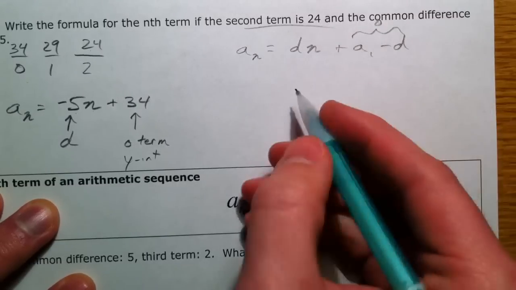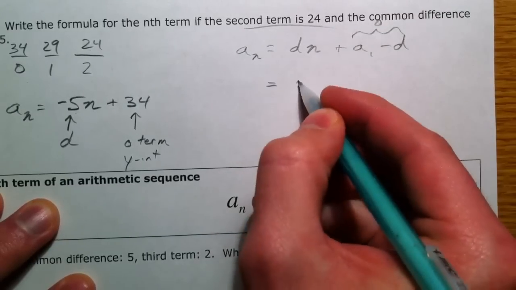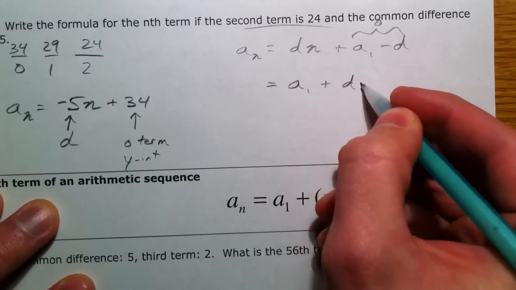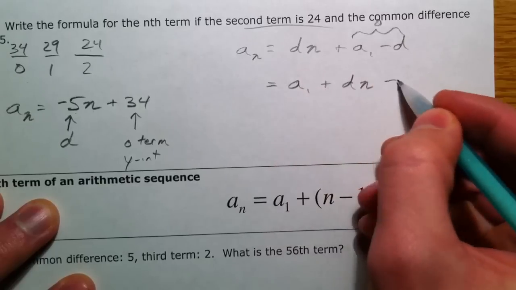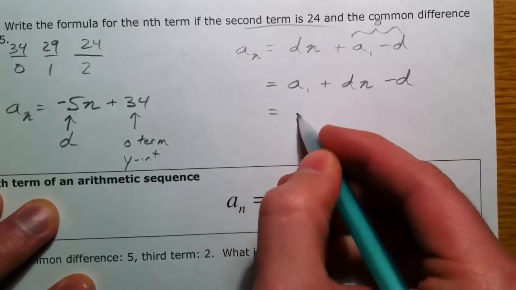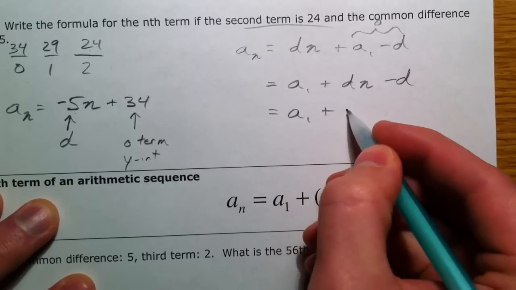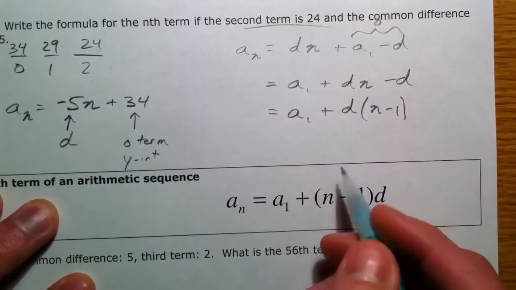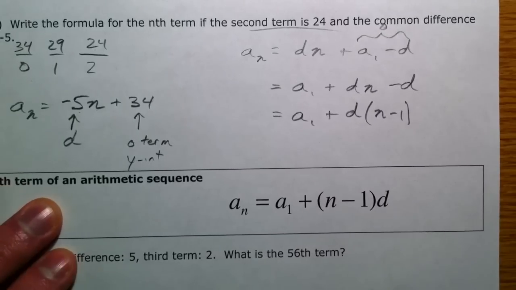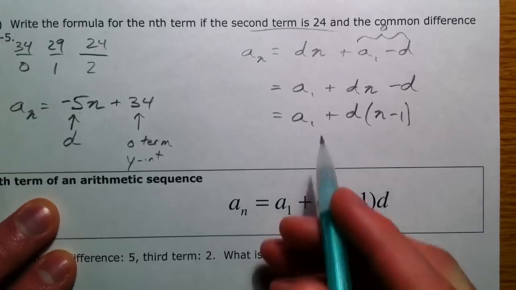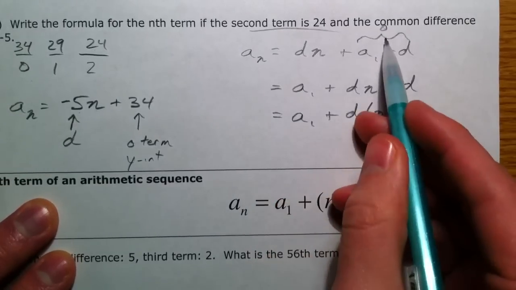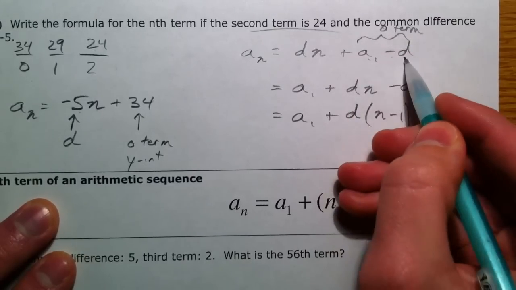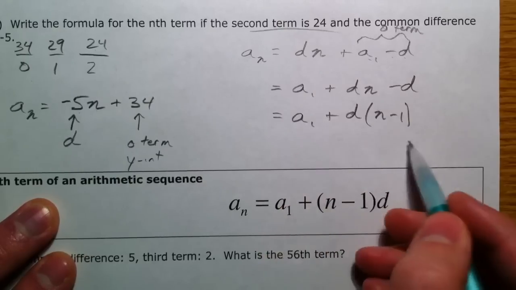And so if we rearrange this a little bit, let's bring the a sub 1 first, and then make it d times n minus d. And what if we factored out this d? So then n minus 1. What we're getting is a general term, general way of doing this every single time. And so rather than using the 0 term, we're going to use the first term minus the d. So this will work every single time.